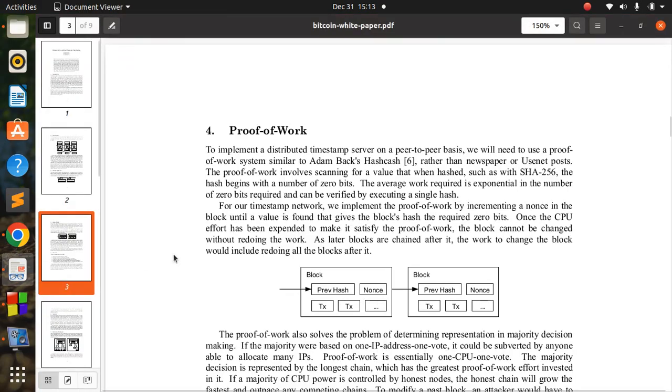Now, for our timestamp network, we implement the proof of work by incrementing a nonce in the block until a value is found. Remember, this key is random. You have to use an algorithm to keep finding it. Now, nonce in the block until a value is found that gives the block's hash the required 0 bytes.